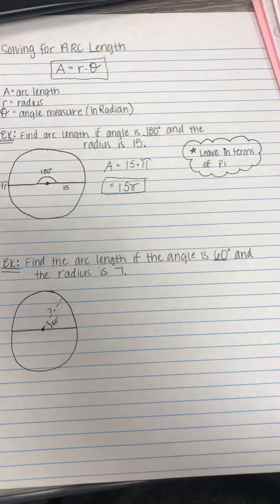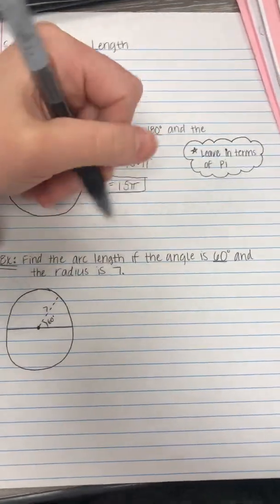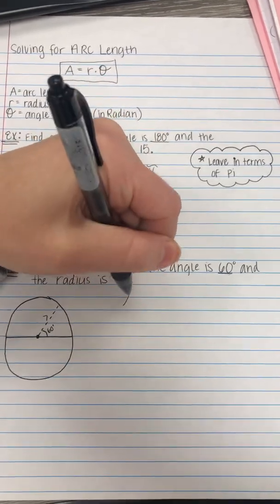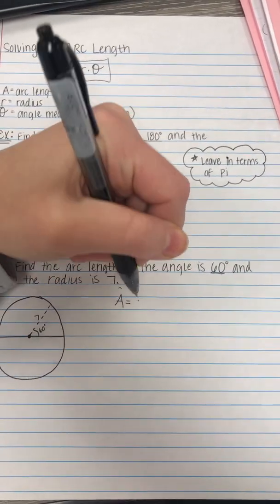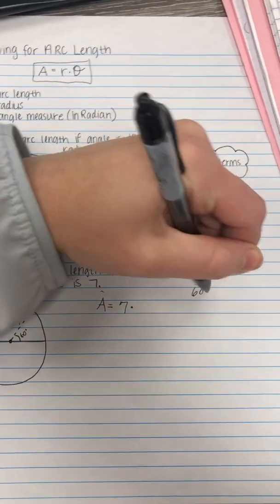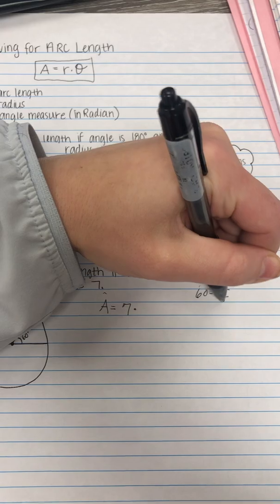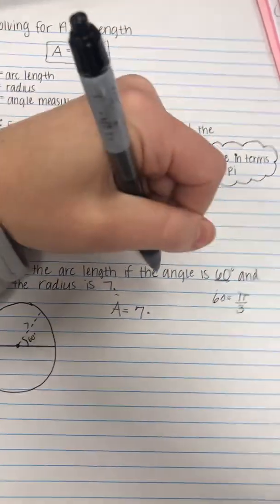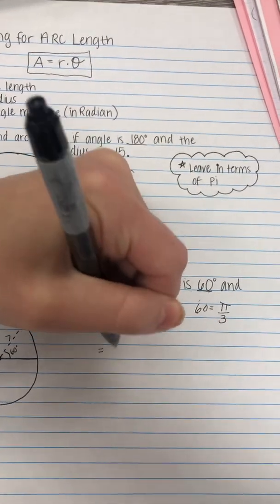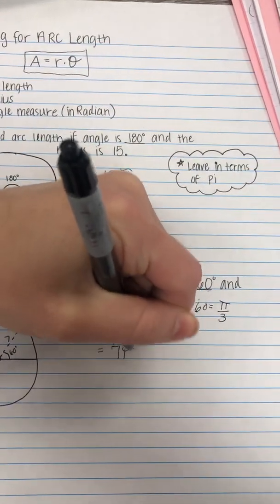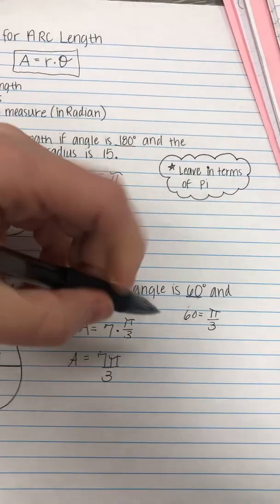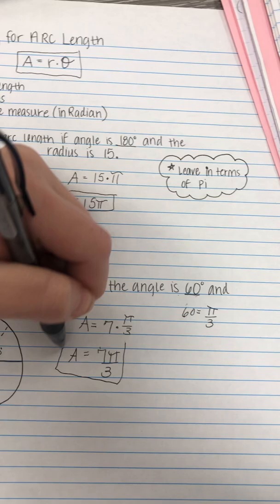So I'm going to do one more where we're actually going to have to convert a little bit. Find the arc length if the angle is 60 degrees and the radius is 7. So A equals 7 as the radius, and 60 in terms of pi is pi over 3. It's a third of a pi. Then we would do 7 times pi over 3, and that would give us 7 pi over 3 as our arc length.